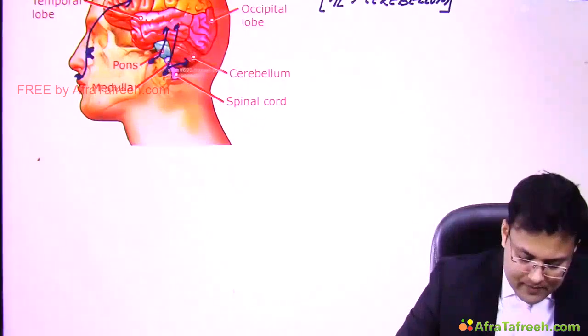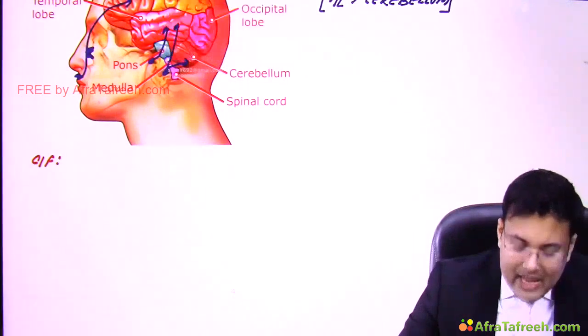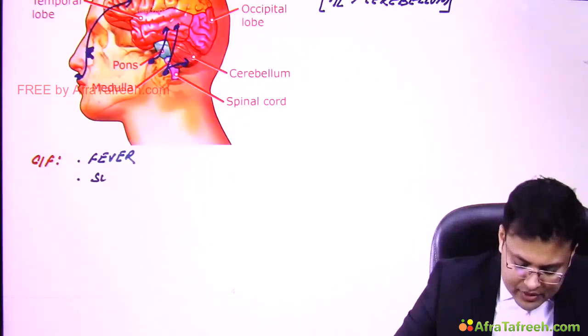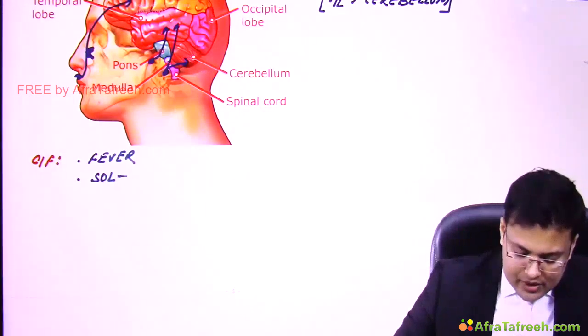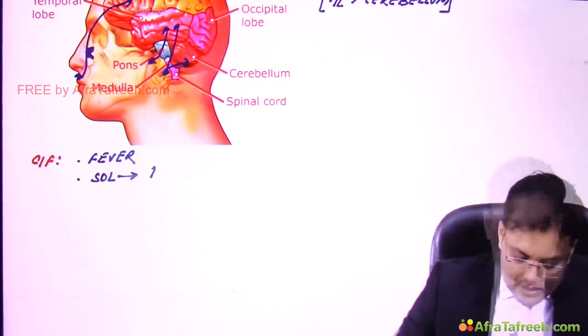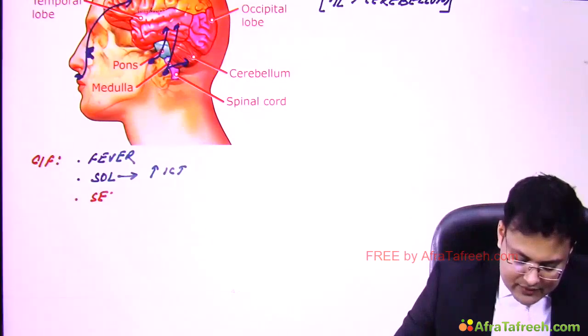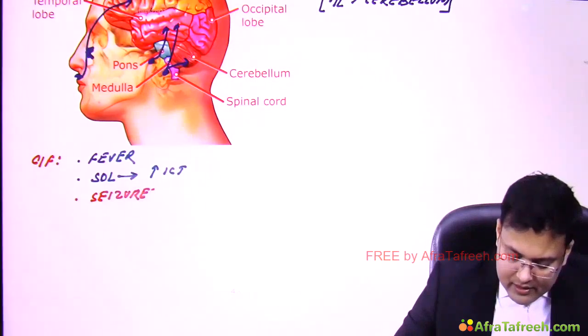So see, what are the clinical features? Easy to remember. There is brain abscess, so the patient has fever. Where is the abscess? In the brain. So there is a space occupying lesion. Because of the space occupying lesion, there is increased intracranial tension. These patients have increased risk of seizures and focal neurological deficit.